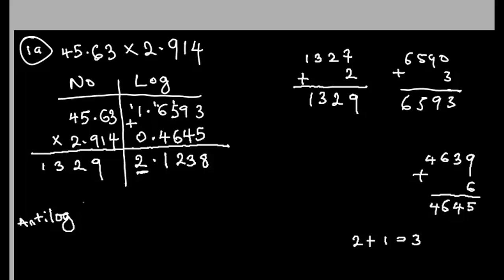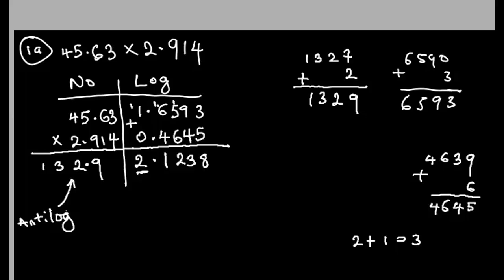Therefore, I'll move my decimal 3 times forward, from the left to the right: 1, 2, and 3. And anywhere I stop, I'll put my decimal. And therefore, my answer becomes 132.9. And this happens to be our antilog value. And that's the final answer.